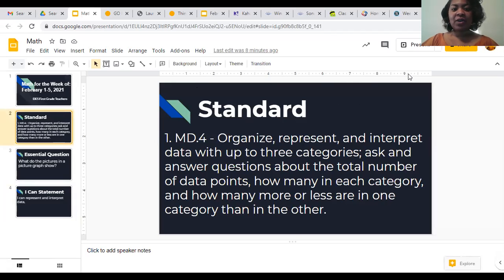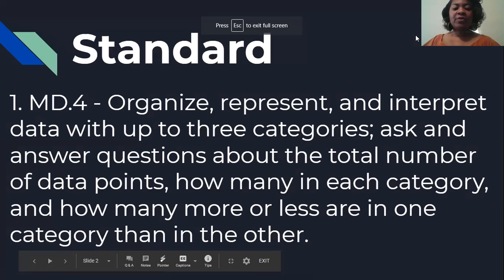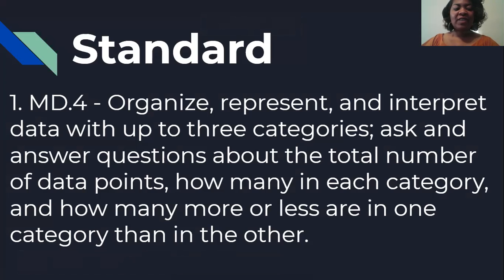Our standard is 1.MG.4: organize, represent, and interpret data with up to 3 categories. Ask and answer questions about the total number of data points, how many in each category, and how many more or less are in one category than in the other.